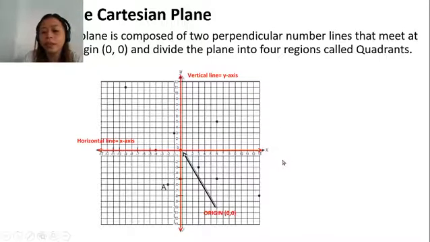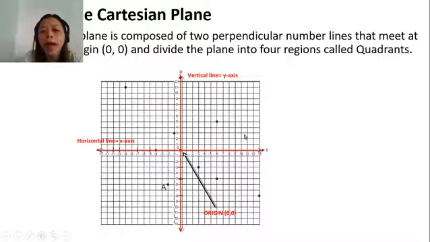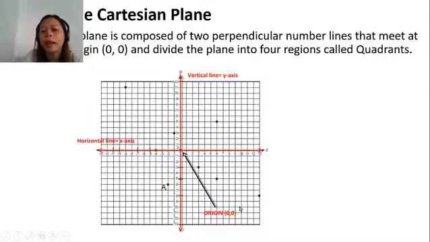So, next is the parts of the Cartesian plane. It is composed of infinitely many points. As I told you, that's why we have the arrows pointing upward, downward, and sideward. Each point in the coordinate system is defined by an ordered pair of the form (x, y). All the coordinates that are seen horizontally are called x, because the digits are found on the x-axis, and y because the digits found are on the vertical line or the y-axis.